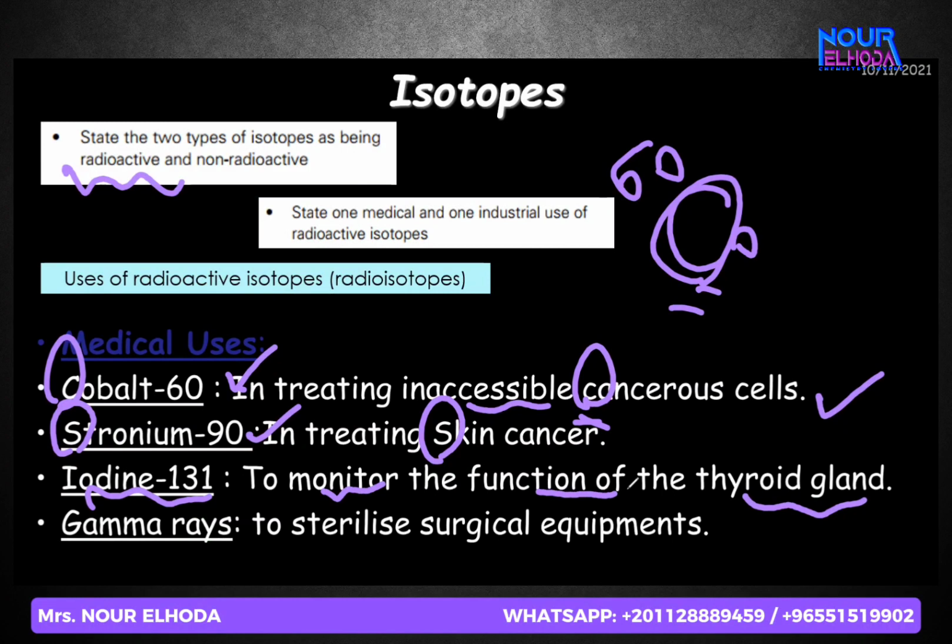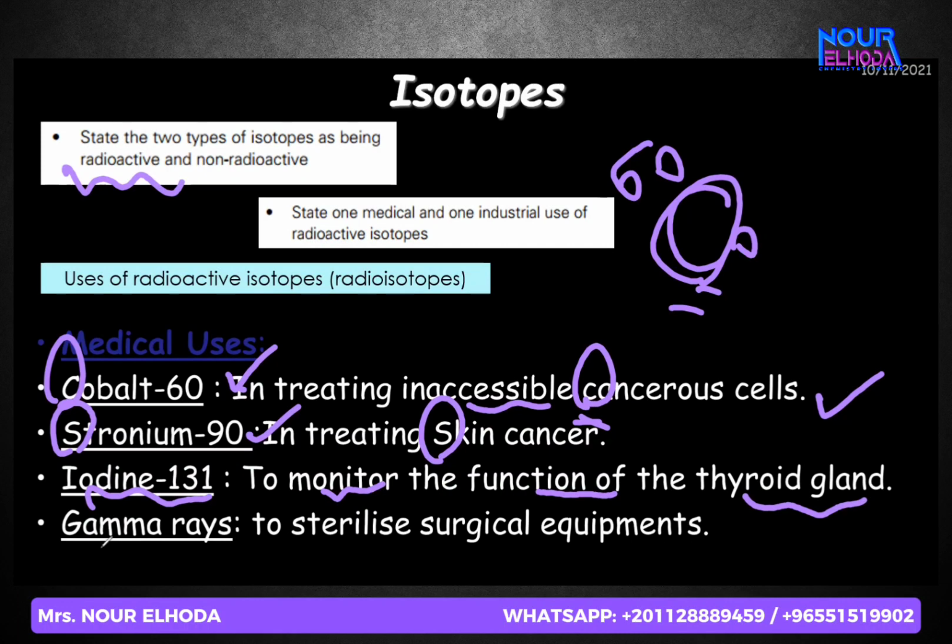It will show you whether this thyroid gland has any problem or its function is working, because the thyroid gland controls many things. It controls the growth hormone and the metabolism of the body. It controls a lot of things. That's why it's really important.